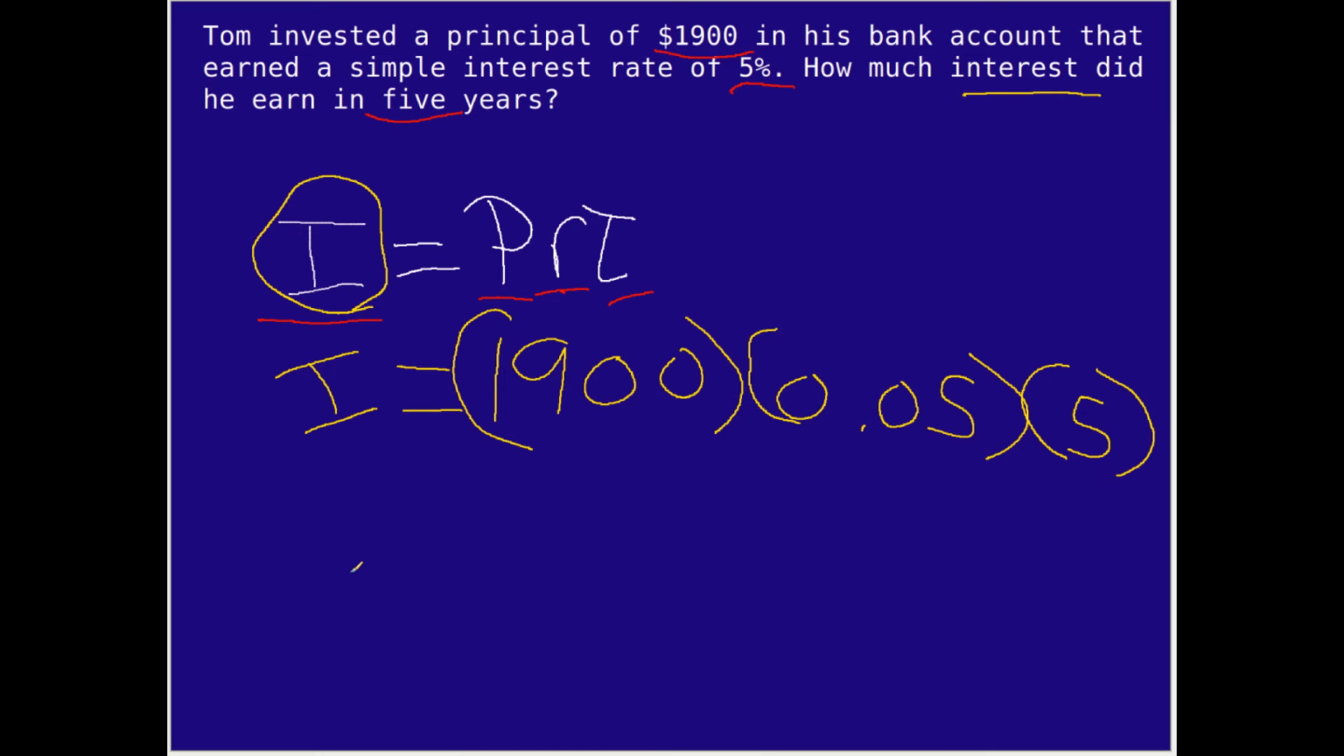So if we do 1,900 times 0.05, you can do all this on your own time, but to make it simple, the actual answer here is going to be I equals 475. That's the answer. Because 1,900 times 5 is going to be 9,500. And then you multiply that, of course, by 0.05, and then you get the 475 or something like that.